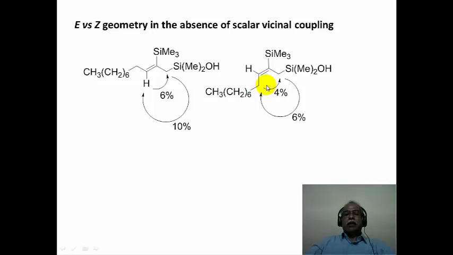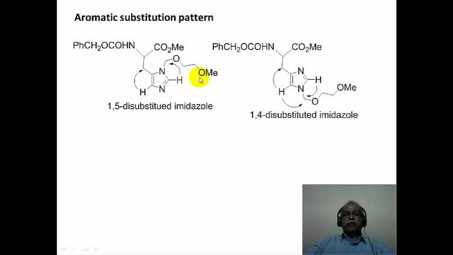So this essentially tells that this is the compound where the hydrogen and the silyl groups are trans with respect to each other. This is a compound where the hydrogen and this silyl group are cis with respect to each other. So in the absence of a vicinal coupling between the two partners of an olefinic hydrogen, cis and trans, it is possible to obtain the E/Z stereochemistry of the molecule based on nuclear Overhauser effect and the difference spectrum, where the differences in enhancement can be very clearly seen between these two isomers.